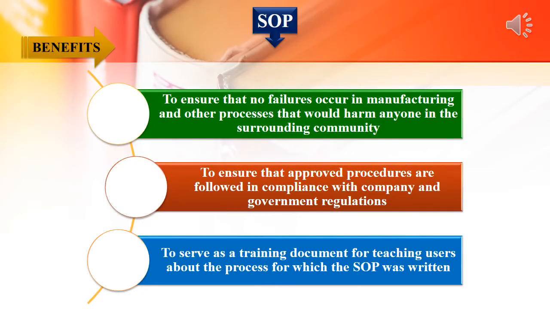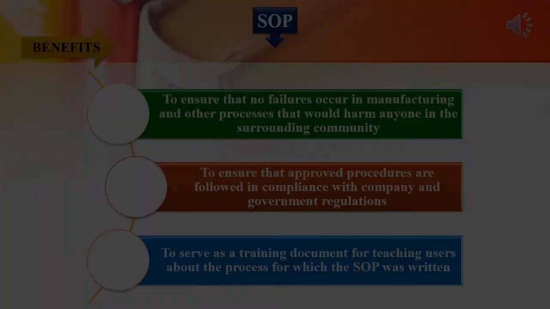SOPs help to ensure that no failures occur in manufacturing and other processes that would harm anyone in the surrounding community. It is to ensure that approved procedures are followed in compliance with company and government regulations. SOP serves as a training document for teaching users about the process for which the SOP was written. The benefits are continued in the next slide also.